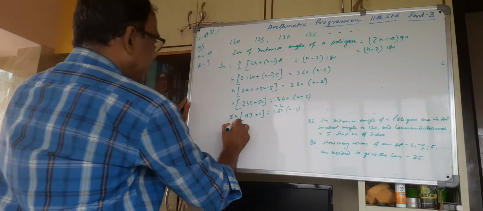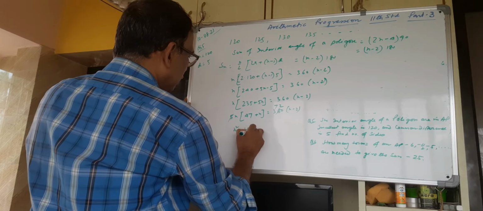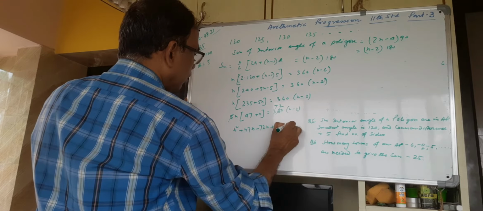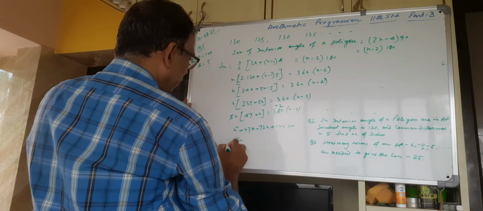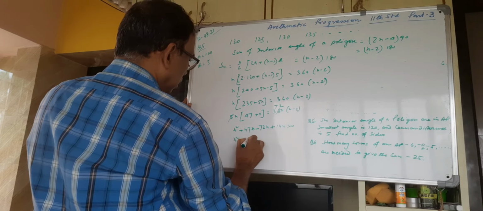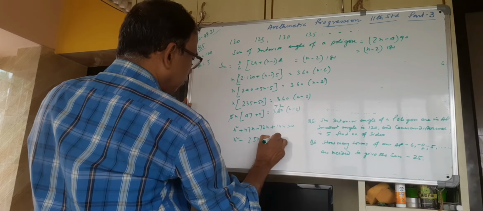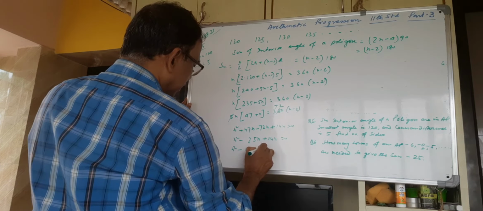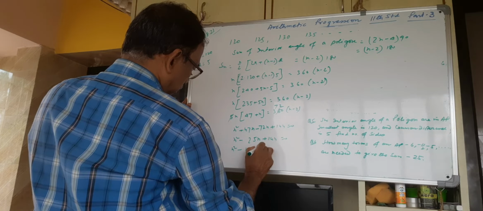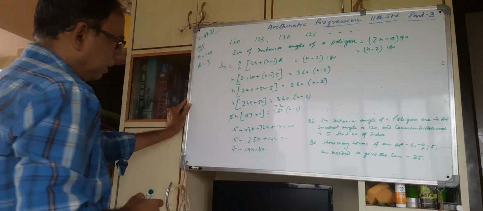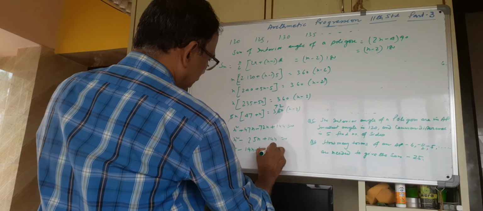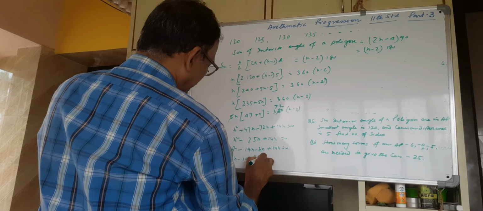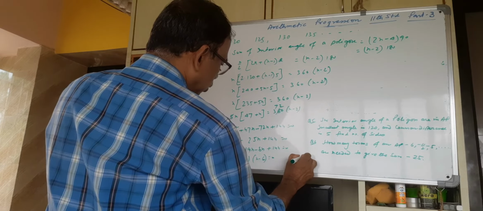That is 5n(47 plus n) equals 360n minus 720, so n square plus 47n minus 72n plus 144 equals 0. That is n square minus 25n plus 144 equals 0. That is n square minus 19n minus 6n plus 144 equals 0. That is (n minus 19)(n minus 6) equals 0. So n equals 19 or 6.